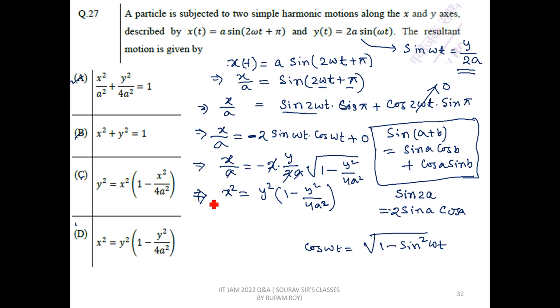Now from the options, this option matches with this: x square equal to y square into 1 minus y square by 4a square. So this is the resultant motion. This is the answer. So option D is correct.